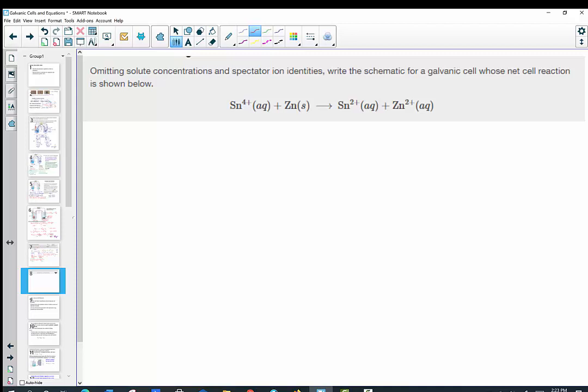Welcome back. The question asks us to write out the schematic for a galvanic cell whose net equation is provided below, omitting solute concentrations. We don't have the molarities given. Here I notice that tin +4 is going to tin +2. It's becoming more negative. There's my reduction half reaction. I have solid zinc, Zn. This is zinc all day long, going from 0 to a +2, and that's LEO. That's your oxidation half reaction.